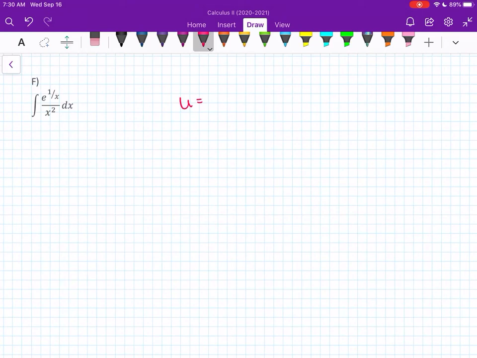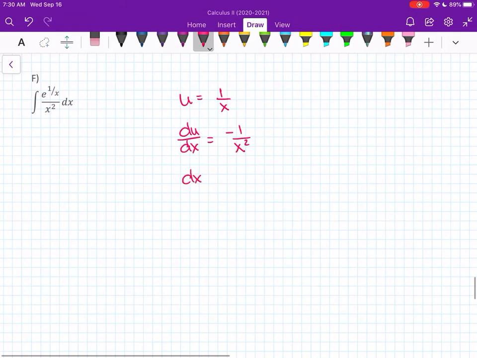Well, yeah, I'm going to let u equal 1 over x because when I find the derivative, it's going to cancel with the x value on the denominator, okay? So then du dx equals negative 1 over x squared. So there's my x squared, which is going to end up canceling with that other x squared. So then I get that dx equals negative x squared du, okay?